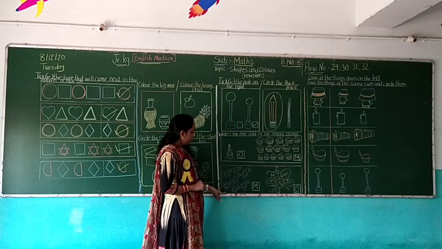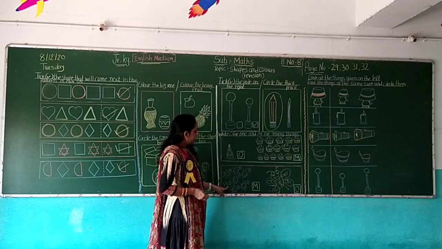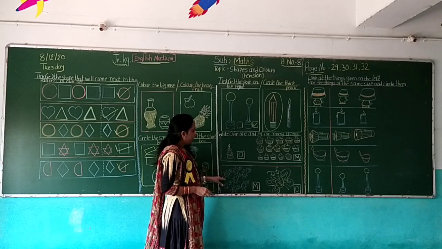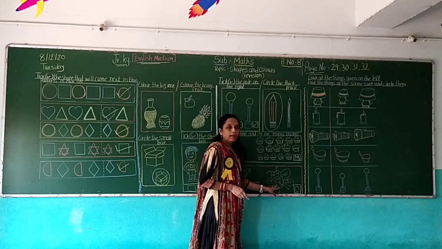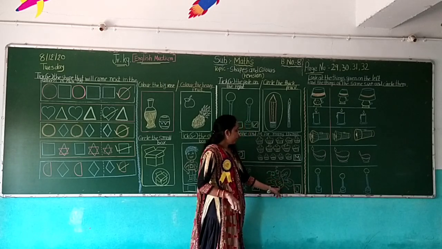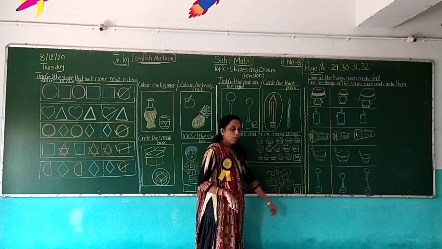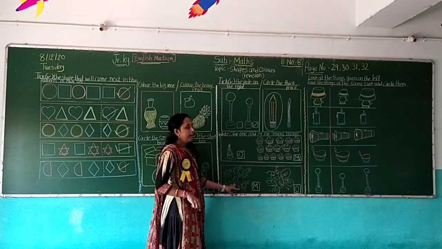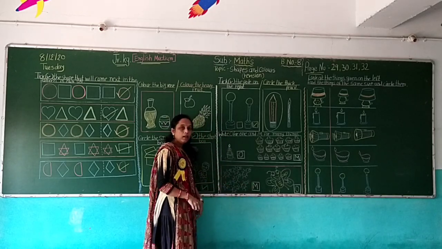Now next, look here. This side, many ladybirds. And this, only one butterfly. So here we write O. Only one butterfly. So here we write letter O. And this side, many ladybirds. So here we write letter M.